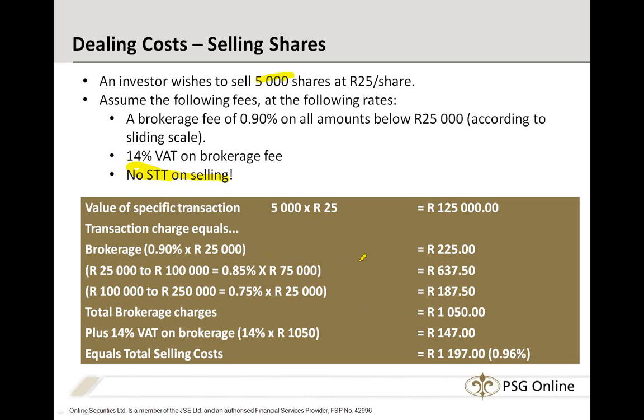Just to show you the sliding scale: up to 25,000, 0.9%. From 25,000 to 100,000, 0.85%. And then from 100,000 to the remainder, which is 25,000, 0.75%. Remember, the system automatically calculates this for you. And on our website, there is a brokerage calculator that can also help you calculate this before you put in a transaction.